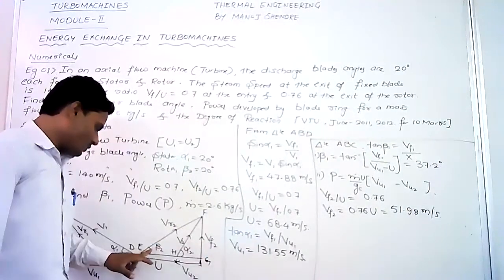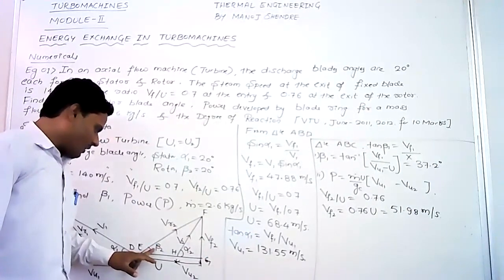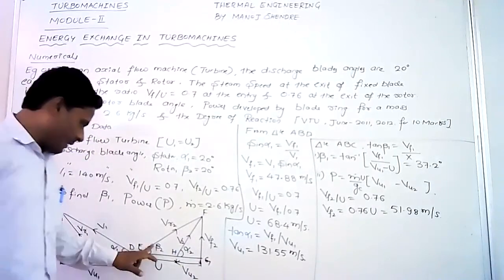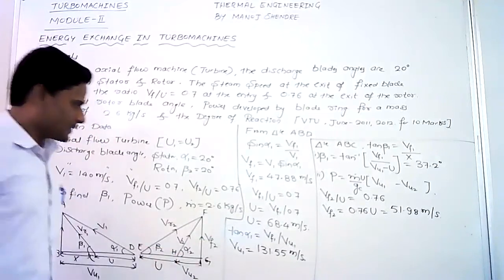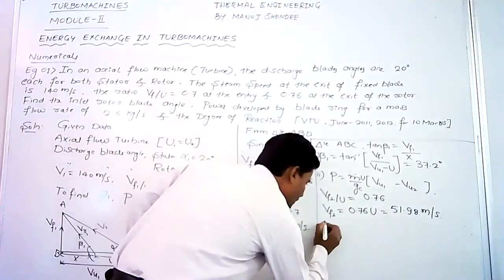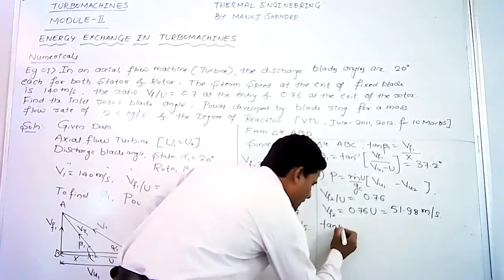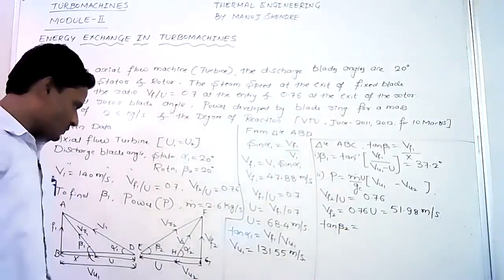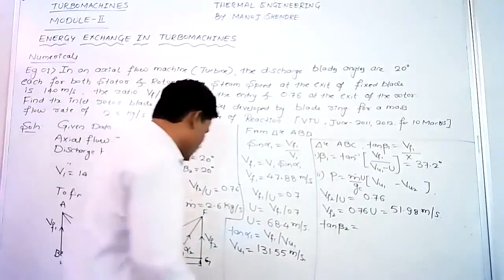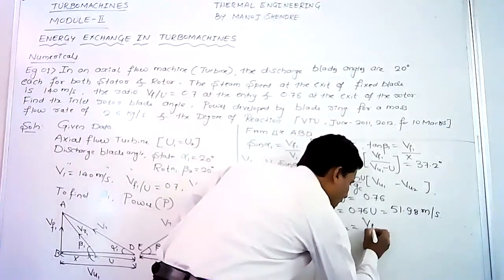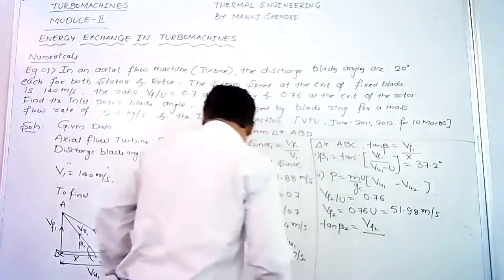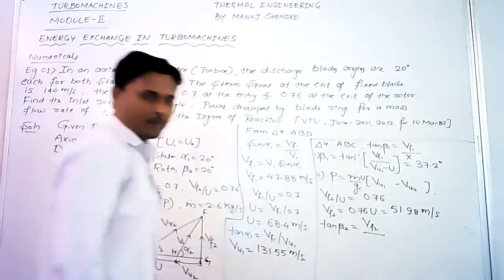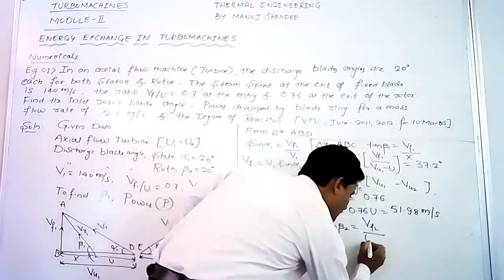So you know the value of Vf2, you know the value of beta 2. The opposite is known, the angle is also known, so we can use the tan. Tan beta 2 equals opposite divided by base. From the outlet triangle, tan beta 2 equals opposite, which is Vf2, divided by base, which is u plus Vu2. Complete base is u plus Vu2.